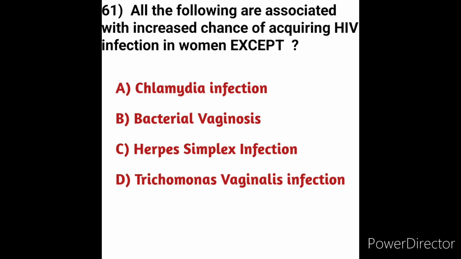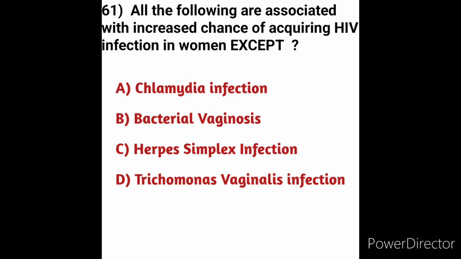Chlamydia infection, bacterial vaginosis and herpes simplex infection are the most common conditions that increase the chance of getting HIV infection in women. But here option D is the exception. Why? Trichomoniasis may increase the risk of getting or spreading other sexually transmitted infections.